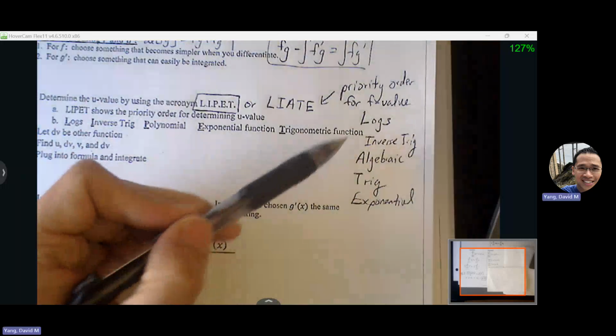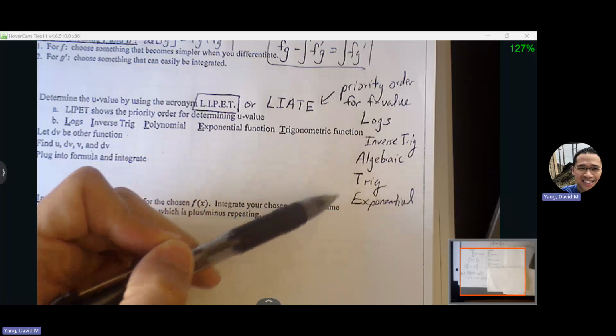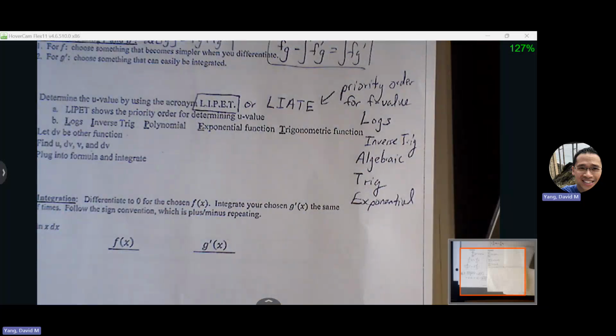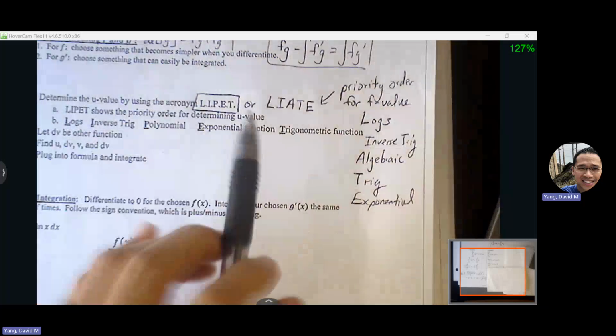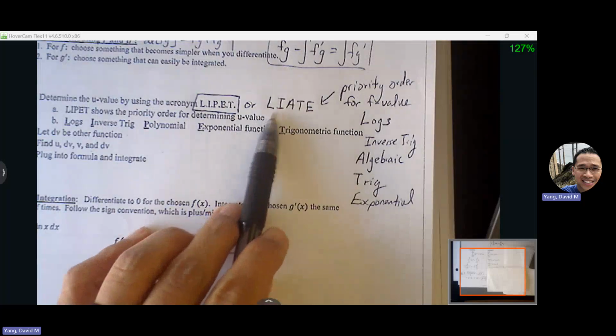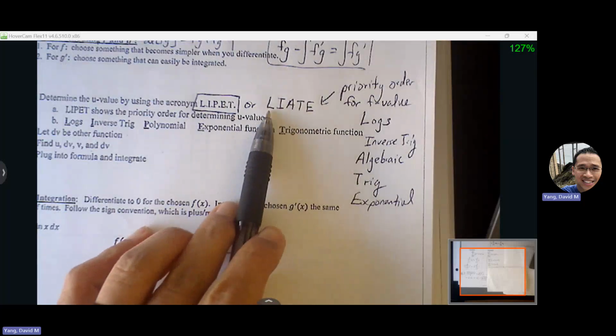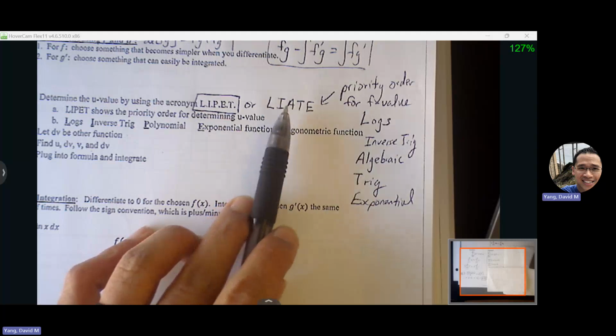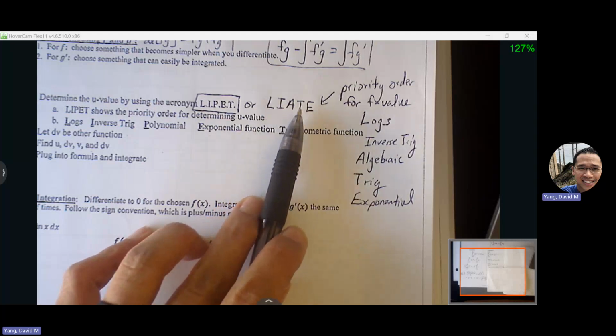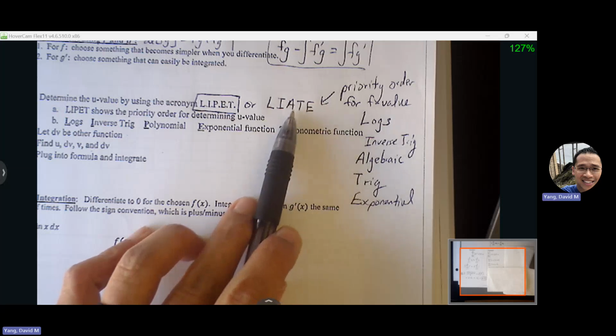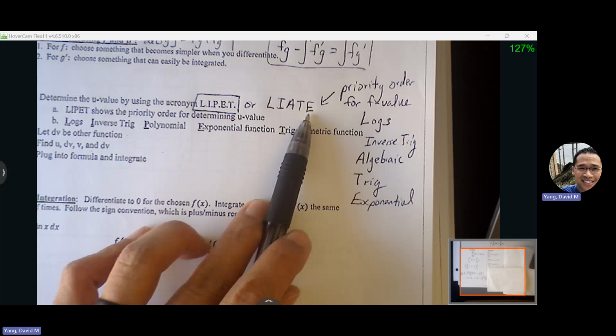So if you see a log, algebraic, trig, or exponential, and you're trying to decide which one is the f and which one is g prime, whichever comes earlier in this acronym takes priority. Which means that if there's a log and you're doing integration by parts, the log is always going to take the priority and take the place of your f. Now, if you're dealing with algebraic and trig or algebraic and exponential, then the algebraic term can be your f, and then your trig or exponential can be your g prime.